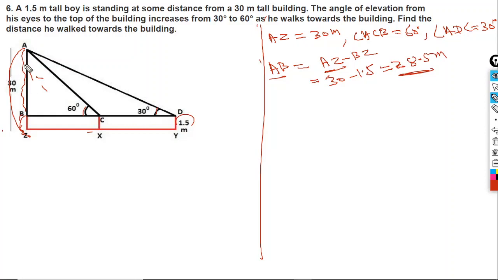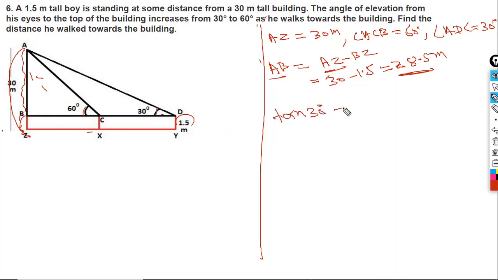Now what will we find? We have the length of AB. Now if we can find tan 30, then we can find the length of BD, or we can first find tan 60, so that we can find the length of BC. Whatever, we can do it first. We'll find tan 30 first.